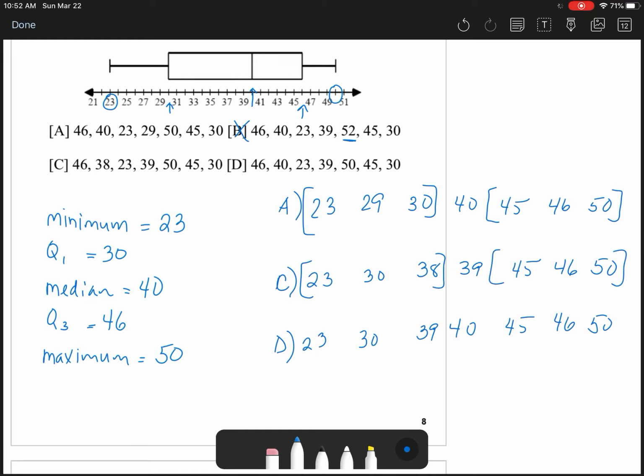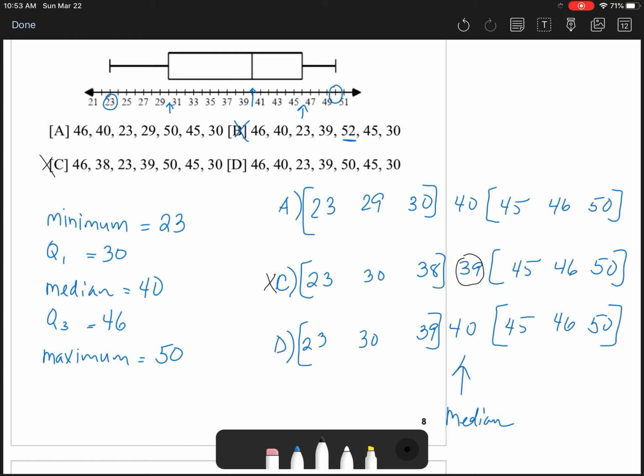So now let's split up the data into our first quartile, third quartile. Right away the number in the middle is going to be the median. So the median needs to be 40. So at this point then, which can we eliminate? We can eliminate C. If you said C, you are correct. We can eliminate C because the median here is 39, and that doesn't match up with our data. So now the choice is between A and D.